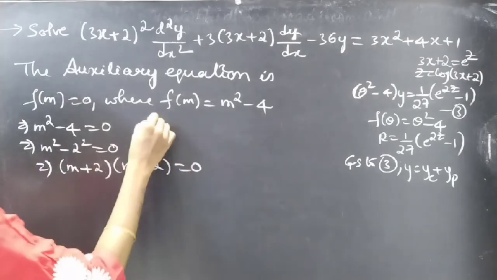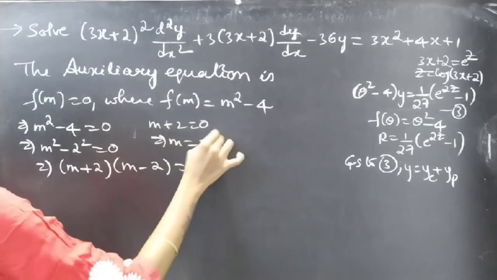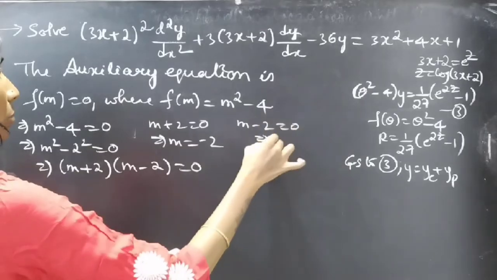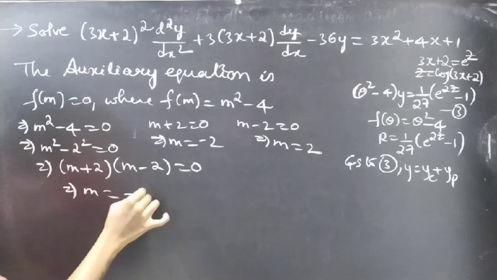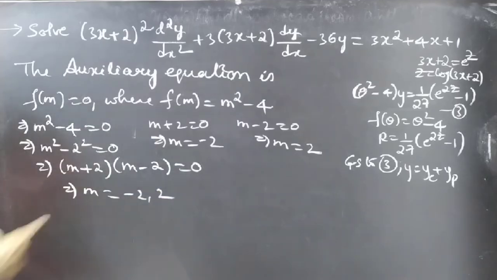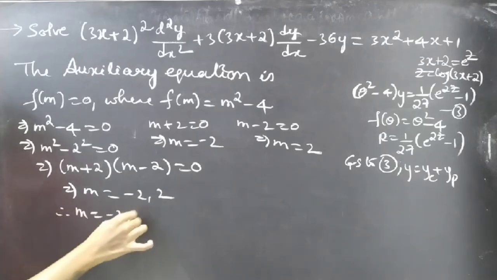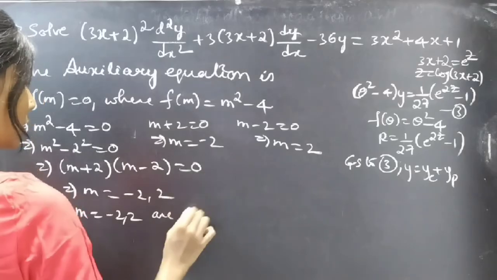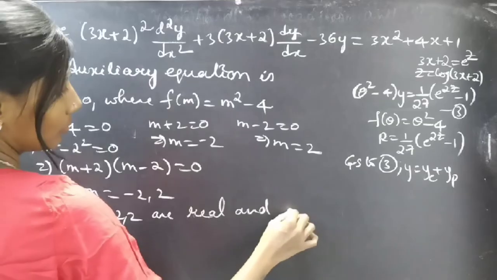Now we equate each factor to 0. When m plus 2 equal to 0, we'll get m equal to minus 2, and when m minus 2 equal to 0, we'll get m equal to 2, right? So here the roots to this equation are m equal to minus 2, 2. Therefore, m equal to minus 2, 2 are real and distinct roots.